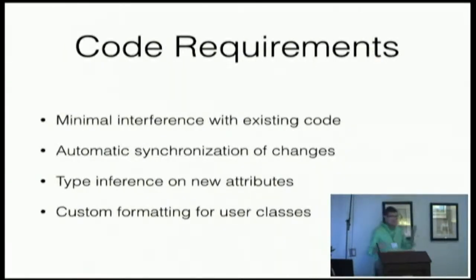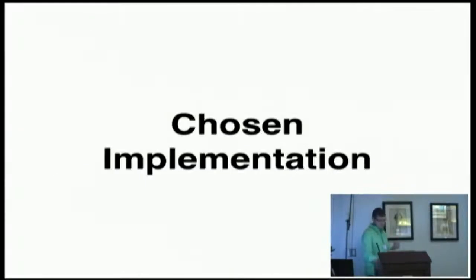From the API side of things, I wanted the library to require limited modification if you want to use this in your code, and work automatically by default with an option to do it explicitly. Be able to add new attributes at runtime, so when you're working in a shell or something like that, and also support custom user types for whatever domain you're in. So here's the way it works today.